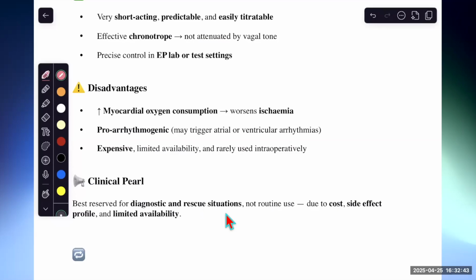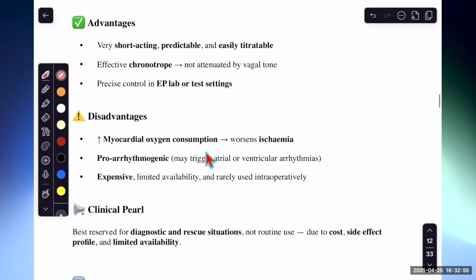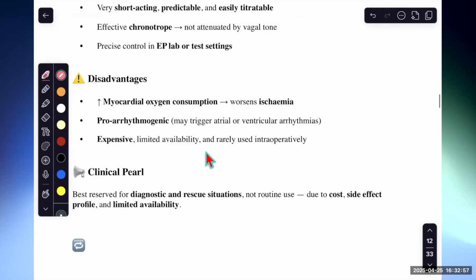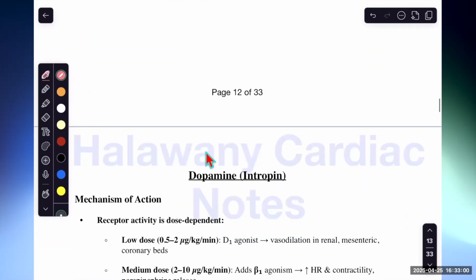Not routine. Sometimes you have a patient who came after bypass and his heart rate is on the brady side, and you start adrenaline, you start dobutamine, and there is no good effect. Sometimes you give him small boluses of isoprenaline to help with the heart rate.